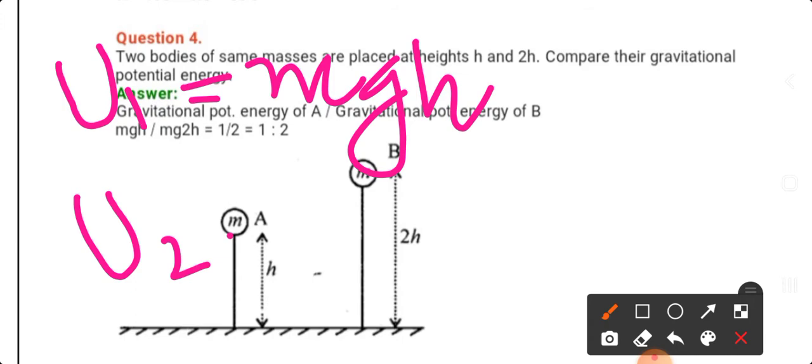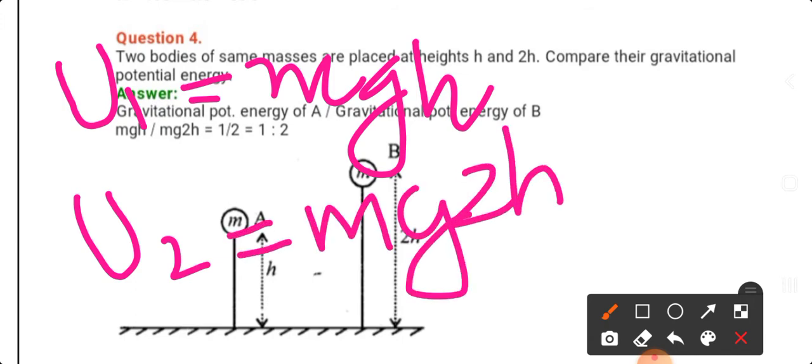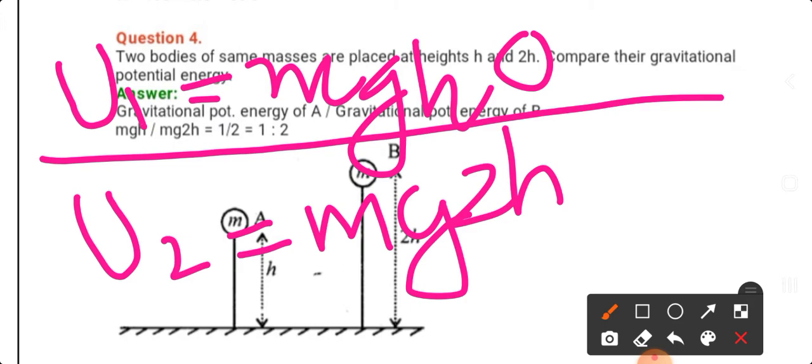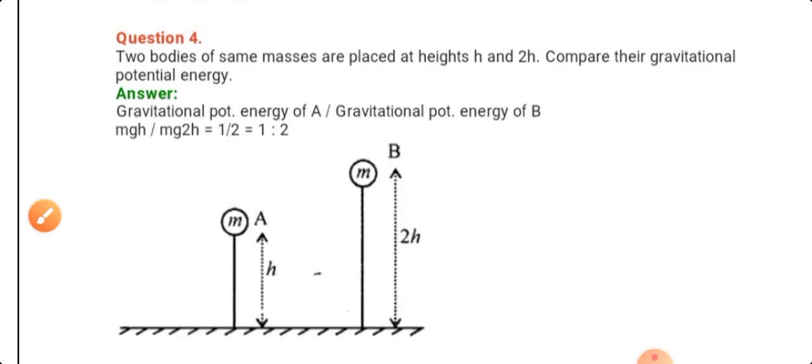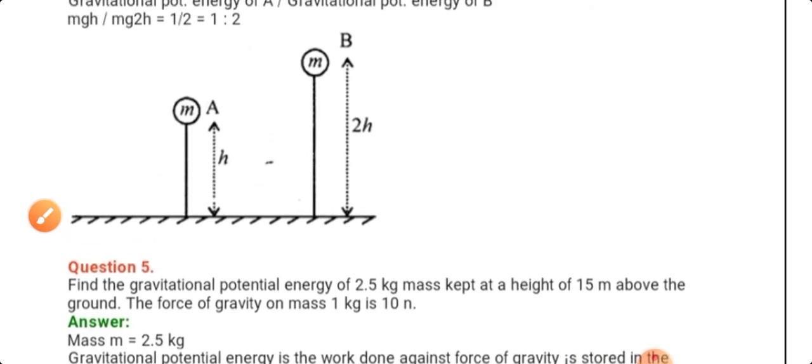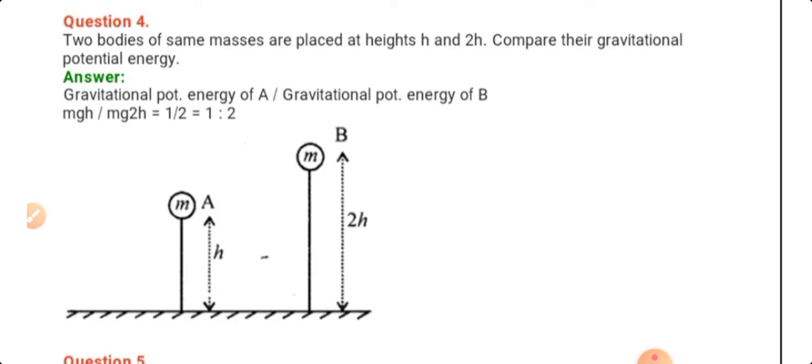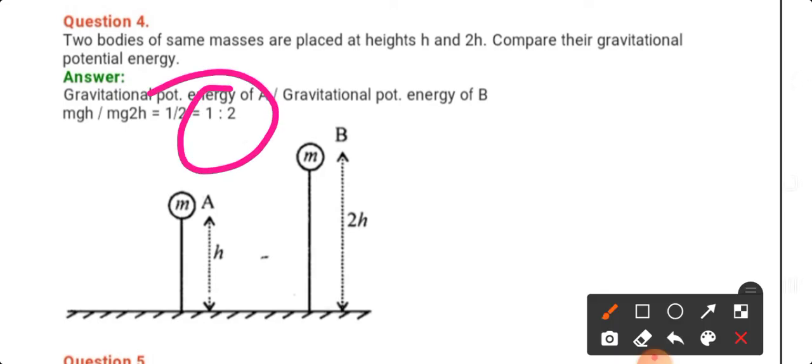Now for U2, you have mg into 2h instead of h for the second case. Now you have to take the ratio between the two. So mg and mg get cancelled, h and h get cancelled, and 1 by 2 is remaining. When you compare as a ratio, you write it as 1 is to 2. So that is all with your question number 4.